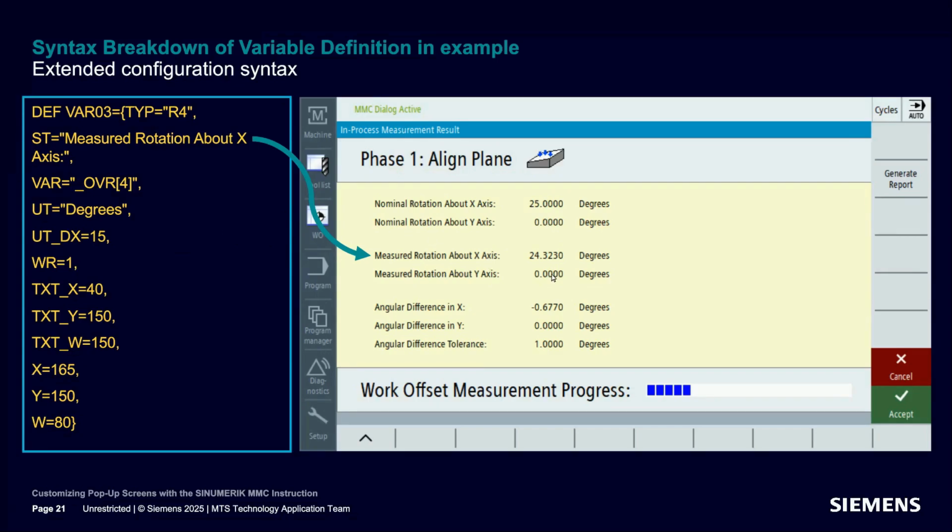Here we've pulled up a screenshot of the actual mask you were just looking at, and you can see the text measured rotation about x-axis is specified here. The next thing is the actual system variable tied to the display. In this case, I picked underscore OVR array index 3. That might not mean a lot to everybody, but this is the results register from our measurement function. I want to show everybody how I found it real quick.